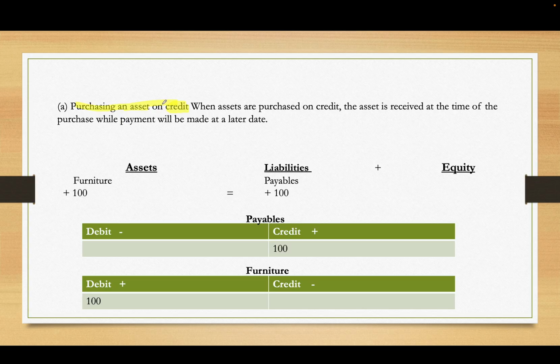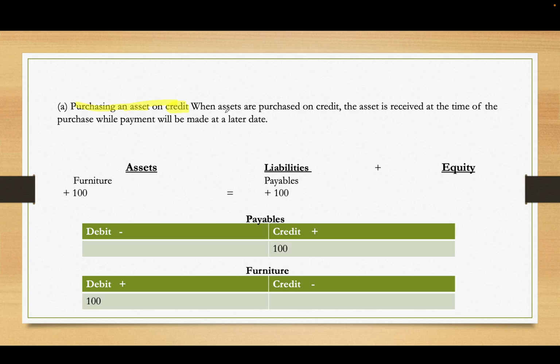And remember, it purchases an asset. Okay, what type of asset? The asset is received at the time of purchase, while payments will be made later. It doesn't say what asset. I think I didn't put in the full example for the transaction. But let's see which T accounts it will affect. It affects, on credit, means payables, and an asset, it should say furniture. Apologies for that. Furniture. So these are the two accounts it affects: payables and furniture, right?